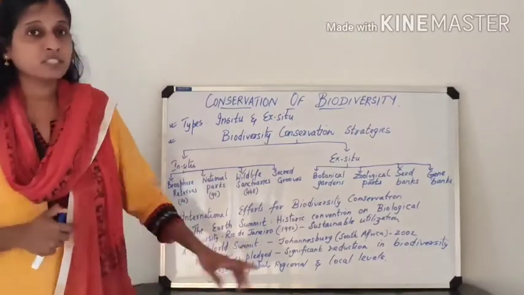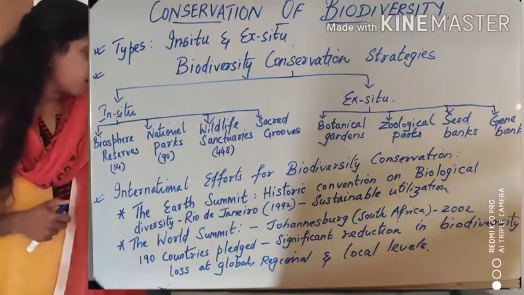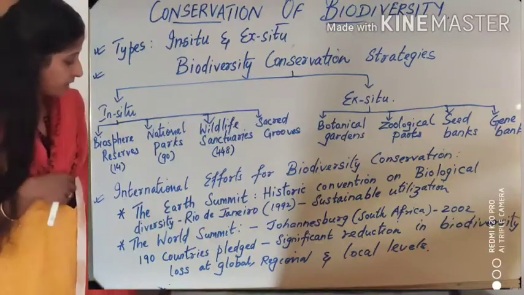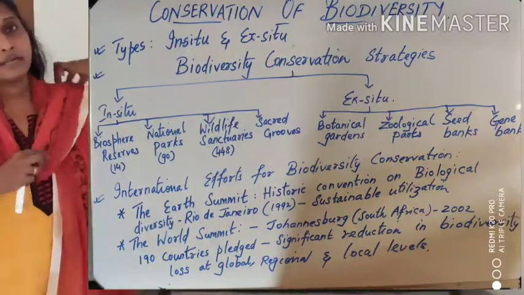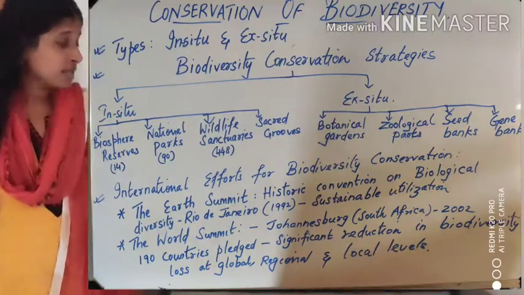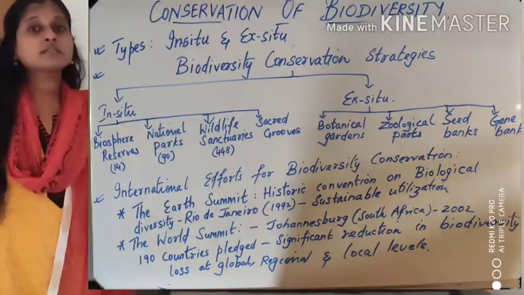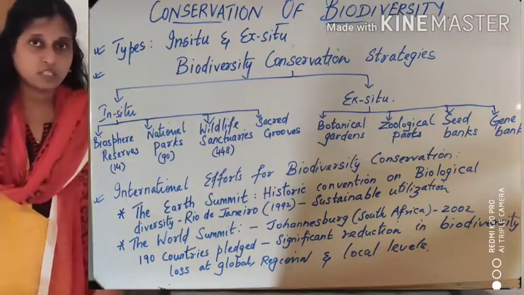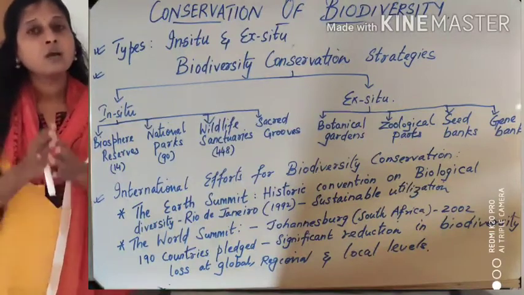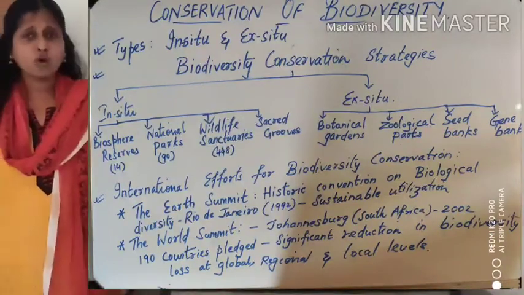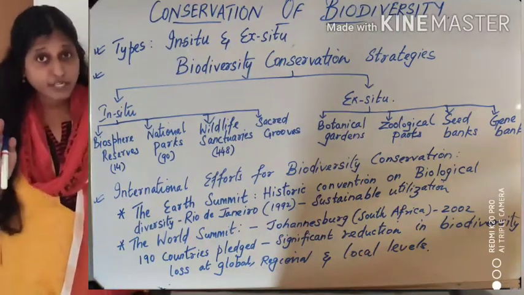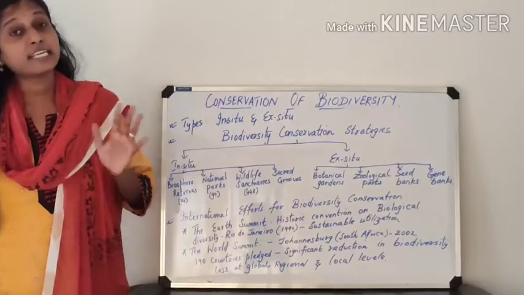Next, the World Summit, in the year 2002 at Johannesburg, which is in South Africa. There, how many countries participated? 190 countries participated, and they pledged. They said that yes, we will be reducing the loss of biodiversity. Whether it is on the global scale or the local or regional level, whichever species, whatever plants and animals there are, we are not going to harm them much. We will be reducing the loss of biodiversity, taking measures.